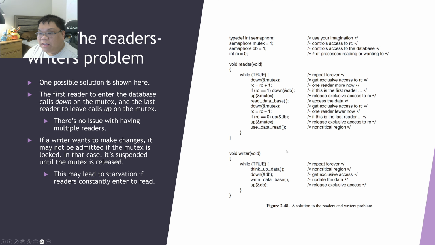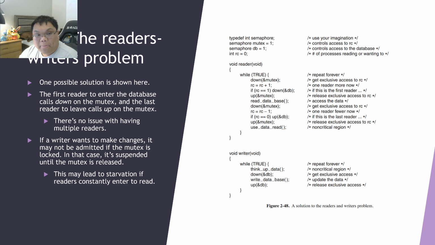So one possible solution here is shown. The first reader to enter the database calls down on the mutex, and the last reader to leave the database calls up on the mutex. So we have a semaphore that keeps track of how many readers and/or writers are within the database. If a writer wants to make a change, it may not be admitted if the mutex is locked. In that case, it's suspended until the mutex is released.